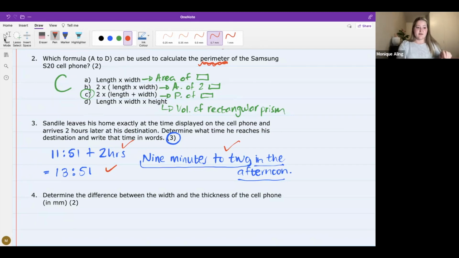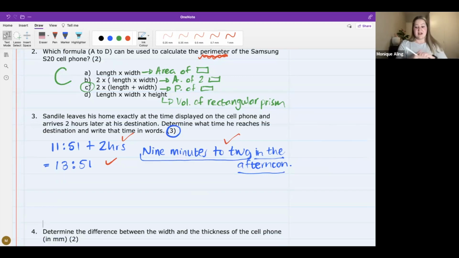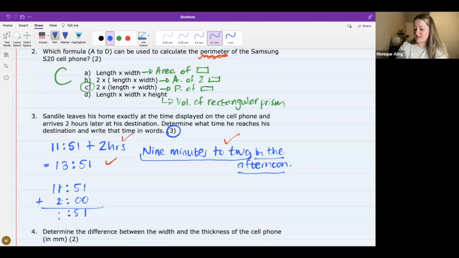Okay, so let's just quickly look. Let me rewrite this differently. Okay, sometimes it's not always easy to add the time. Okay, so we'll write 11:51 and we are adding 2 hours. Okay, and we just do normal addition. That is 1, that is 5. We say 1 plus 2 is 3. 1 plus 0 is 1. And that's how we get 13:51.